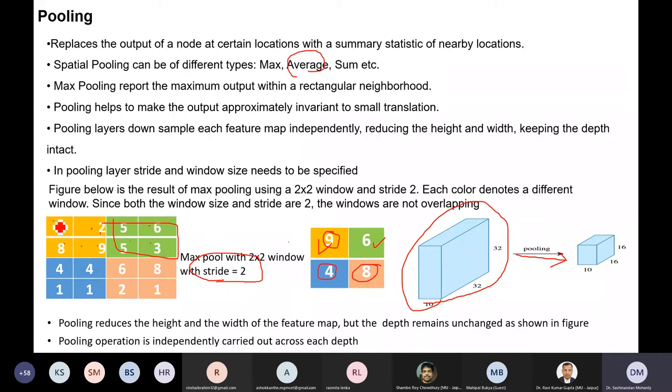Similarly, sum also: 3, 2, 8, 9, 5, 14 is 22. Instead of 9, you make it 22. Here also 5 to 10, here 16, here 19, you make it 19. This one you make it 19. So here also you can put 17. And here also put 10. So this is nothing but the sum pooling.